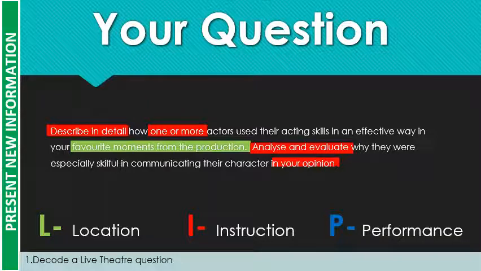The last part is the performative element, which is their acting skills. So you could talk about their physical acting skills or their vocal acting skills, like you have written on your live theatre notes, and why they were especially skillful in communicating their character. So the way in which they communicate that character is through those acting skills, which is the performative element. On your task sheet that I provided you with, you'll see that I've put the question there. I'd like you now to go back there, maybe with some highlighters if you're doing it on a piece of paper, or if you're doing it on the computer, I'd like you just to highlight where the location is, where the instruction is, where the performance is, so I know that you've been following along. Do that now, please.